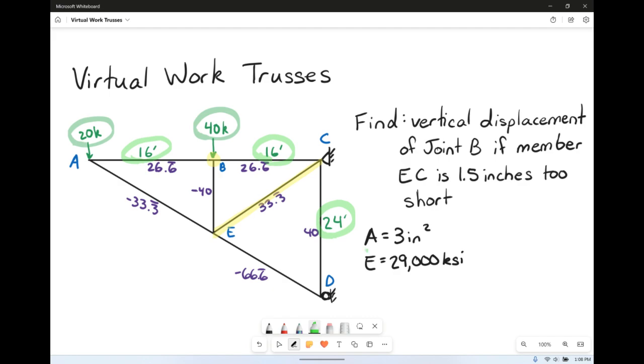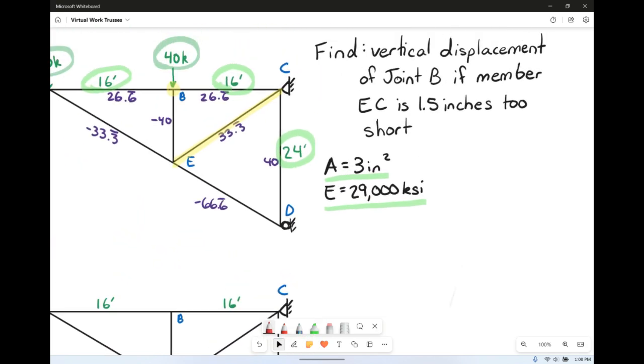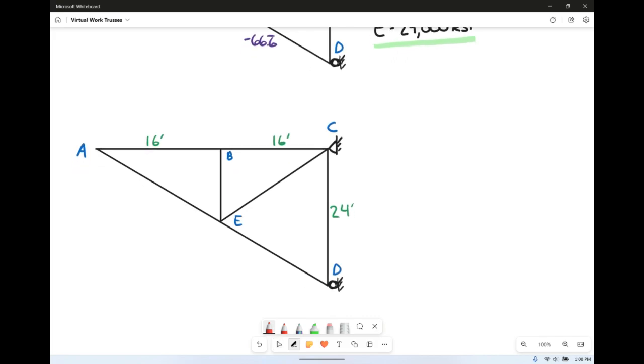We know that A, the cross-sectional area for every single member in this truss, is 3 inches squared, and E is 29,000 KSI. So to start with, we need to unload our truss. And then we need to apply a virtual load at the point that we want to find deflection. And we said that point was B. And we said we want vertical deflection, so we're going to put a vertical load of 1 at joint B. Now we need to go through and find all of our member forces and member lengths.